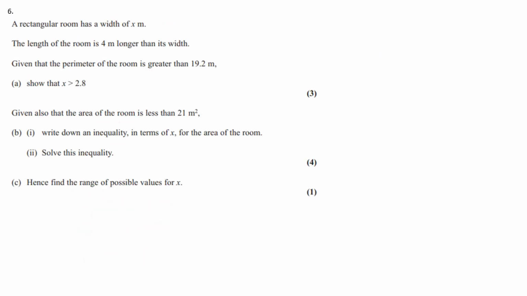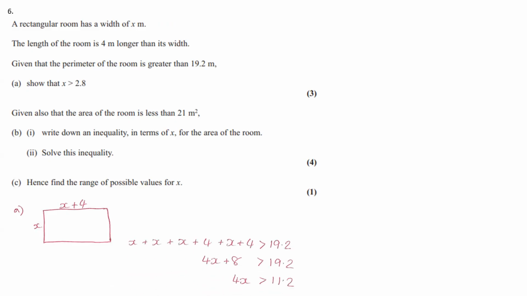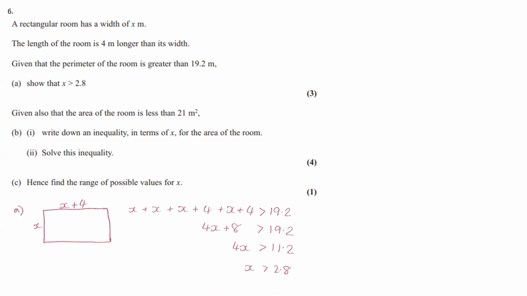Number 6, you had a room 4 meters longer than the width. So I said the width is x, so the length must be x plus 4. I worked out an expression for the perimeter, made it greater than 19.2, took away 8 and divided by 4, and that gave me x is greater than 2.8.